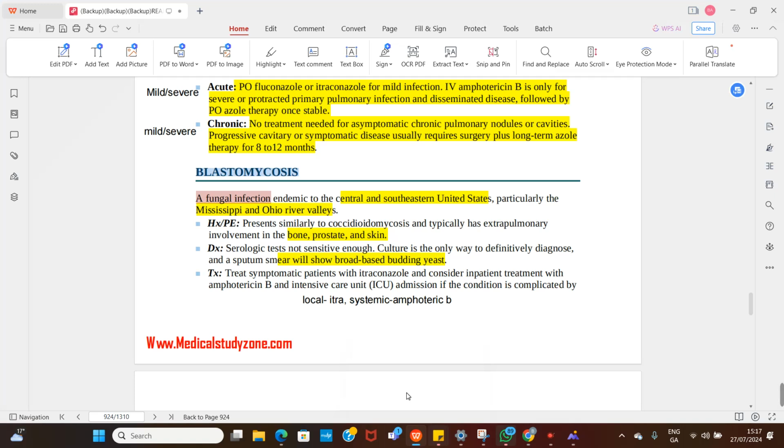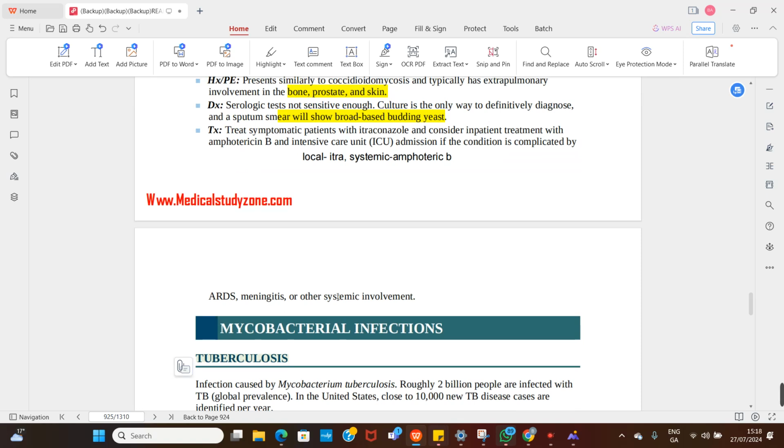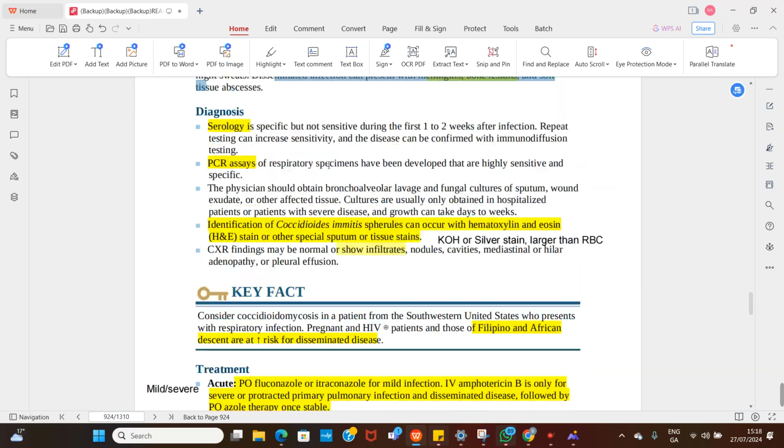And just be rest assured, the question is going to describe the lesion, so you will know what you are dealing with. So don't forget, severe acute infection or disseminated infection. What do we do? IV amphotericin B for the severe one, and you continue your itraconazole. But for the mild acute, what do you do? Your oral fluconazole or itraconazole. Exactly. It can go to the brain, can go to anywhere. Once you see dissemination, just give your IV amphotericin B.